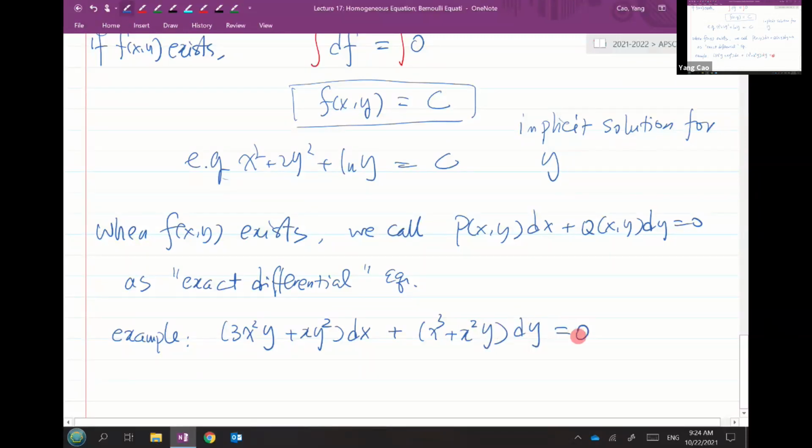Suppose you have this differential equation. I already broke it down into p of x, y times dx plus q of x, y times dy. This is your p of x, y. This is your q of x, y.